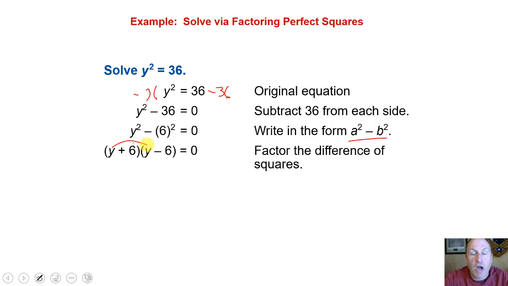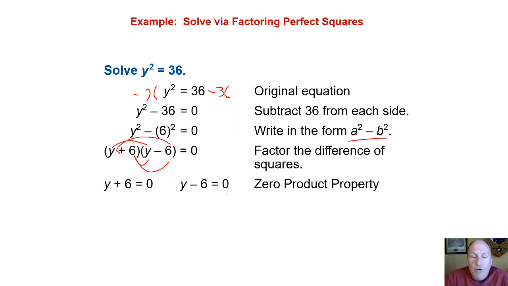Let's quickly check our work here. If I distribute y times y, I get y squared. Y times -6 is -6y. 6 times y is positive 6y, so those middle terms in this cancel out. And our last term is 6 times -6, -36. So y squared minus 36 equals 0 is correct.